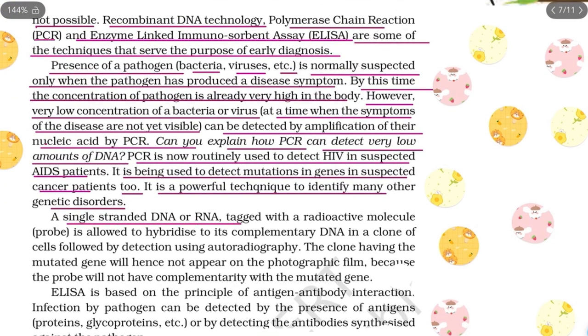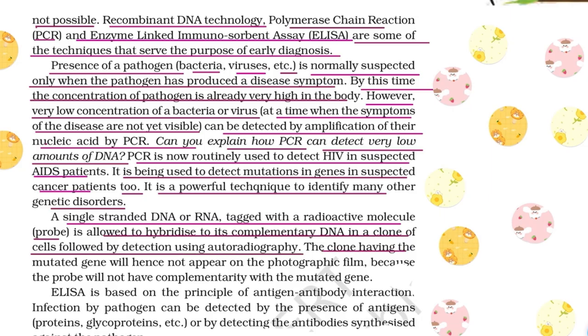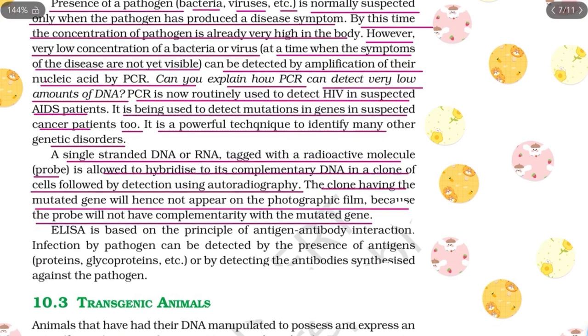A single stranded DNA or RNA tagged with a radioactive molecule probe is allowed to hybridize to its complementary DNA in a clone of cells, followed by detection using autoradiography. The clone having the mutated gene will not appear on the photographic film because the probe will not have complementarity with the mutated gene.